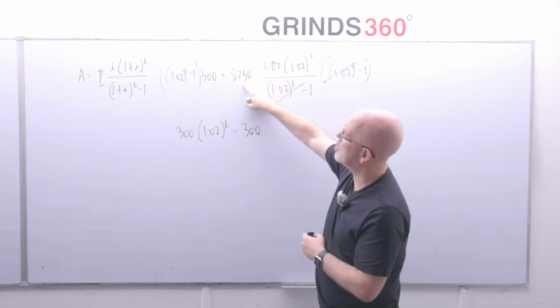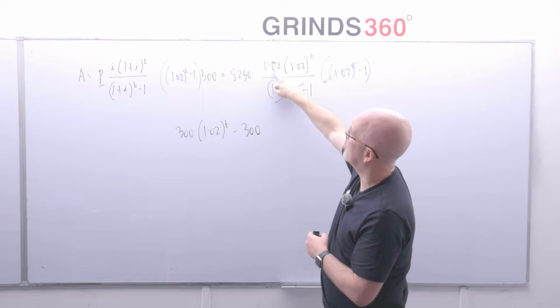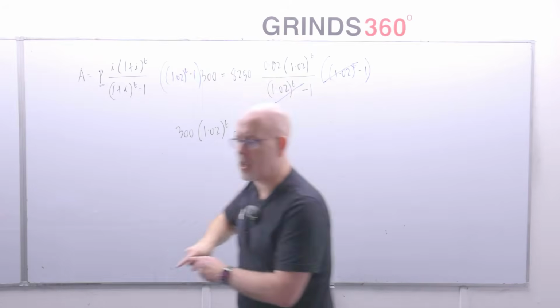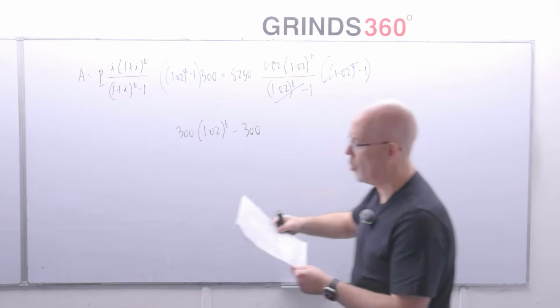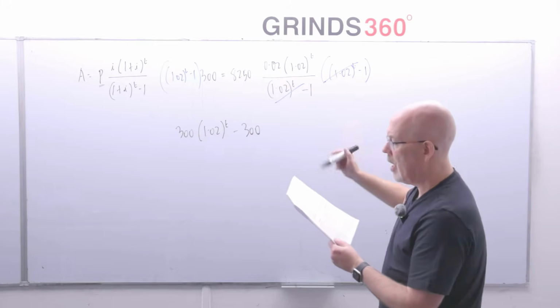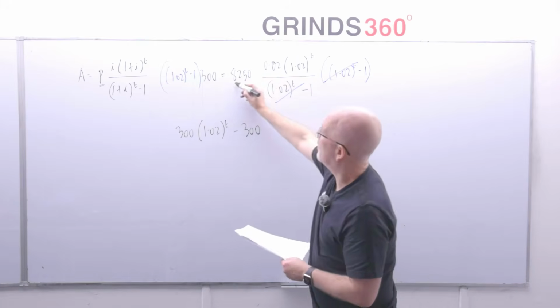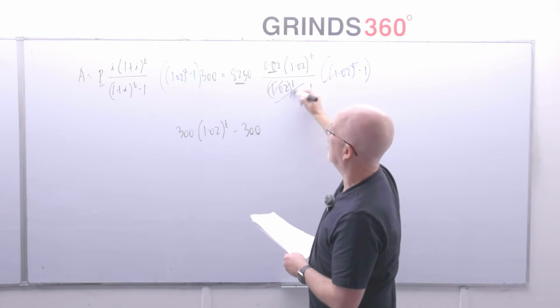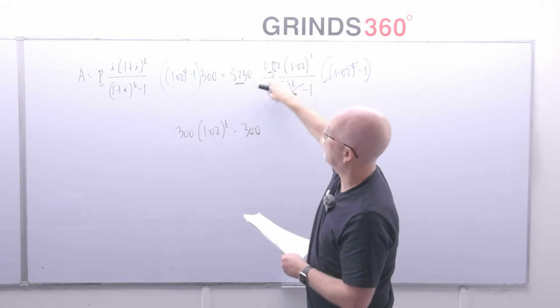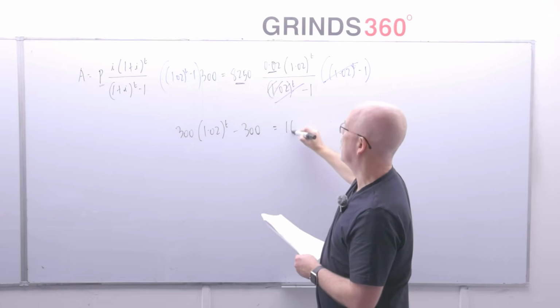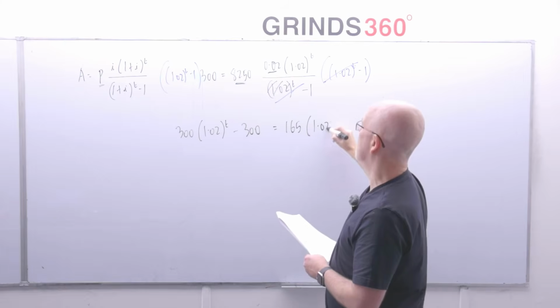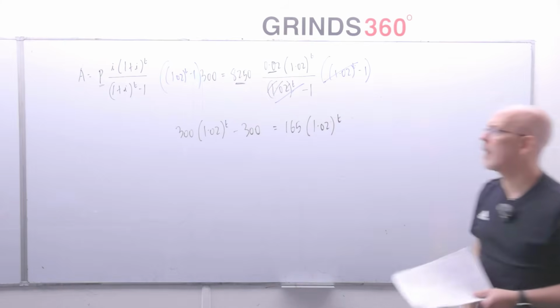So you can see I'm left with 8250 by 0.02 by this. If I multiply 8250 by 0.02, I get 165. Remember, this is all gone here, so it's just that by that. Multiplying these two numbers together gives me 165. So it's 165 times 1.02 to the power of t.